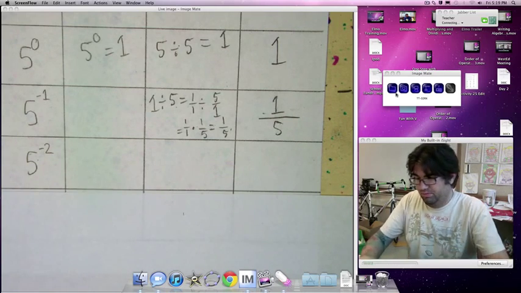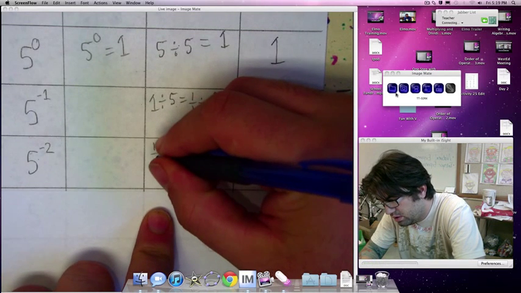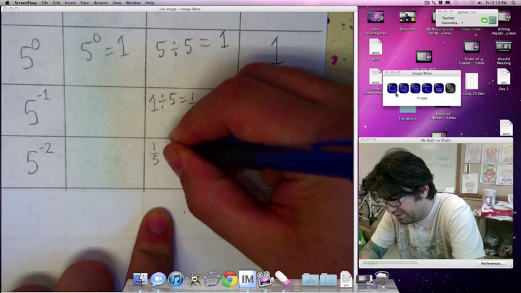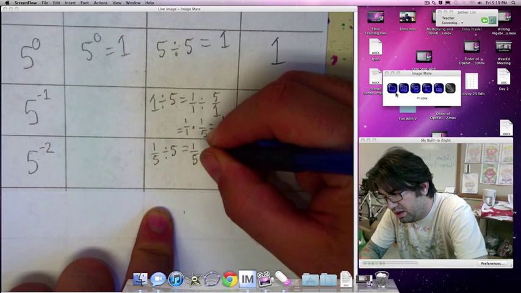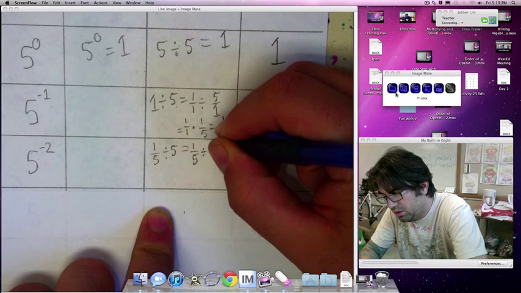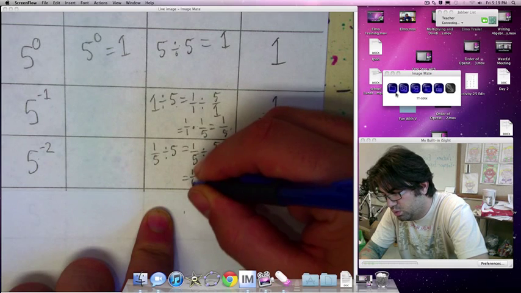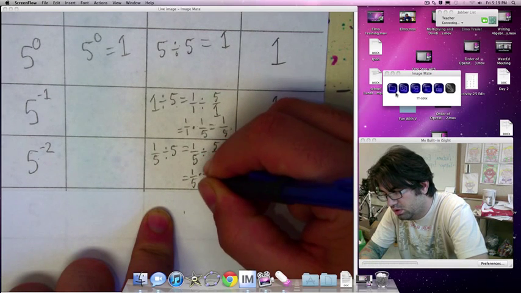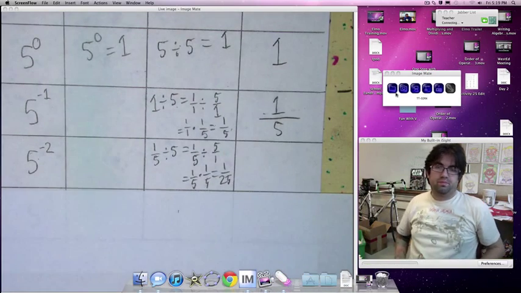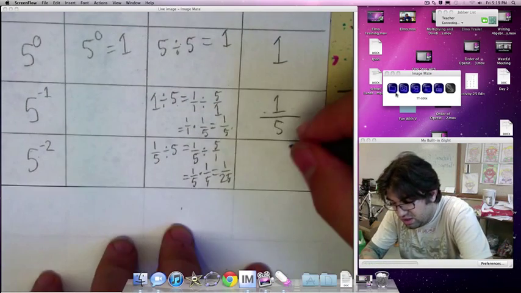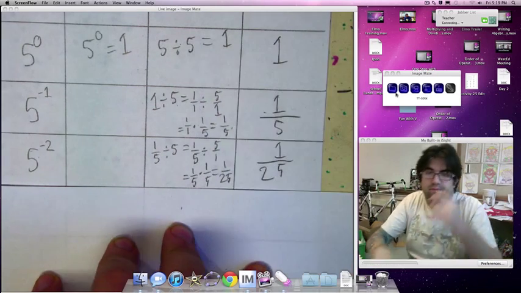We're going to do the other column last. What if I take 1/5? I'm going to divide it by 5 again. 1/5 divided by 5 over 1. Well, I don't divide, I multiply by the reciprocal, which is equal to 1 over 25. So now this is equal to 1 over 25.